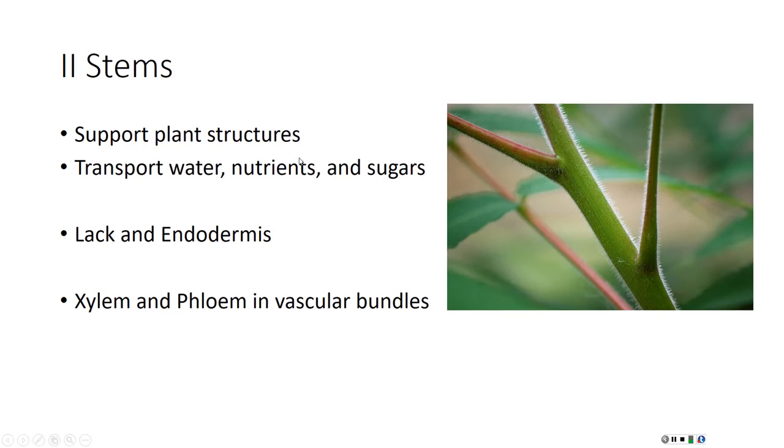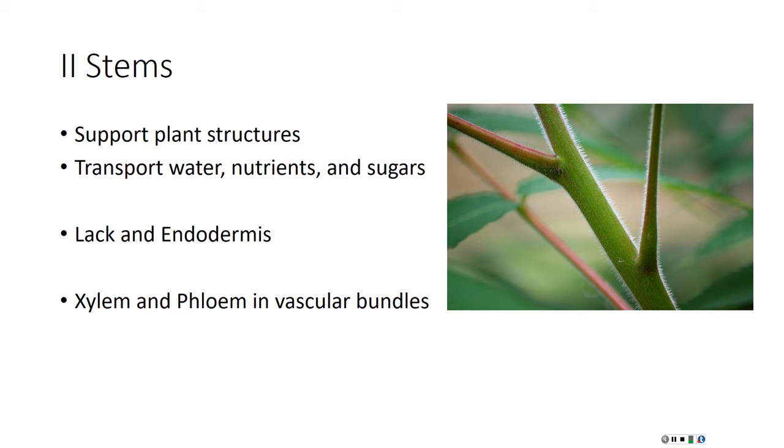Okay, so stems have the role of supporting plant structures. They also transport water, nutrients, and sugars. They've got vascular tissue running up through them. They do not, however, have an endodermis. They don't need one. Everything is already in the vascular tissue, right? You're not having things absorbed through the stem, so you don't have to worry about it.